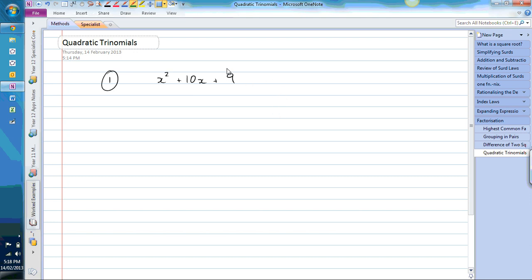First of all, we look at the last term. The last term, also called the constant, is, in this case, positive 9. So I'm going to write positive 9 over here. The next thing I want to look at is the coefficient of the x. Now remember, coefficient is the number in front of the term. So the number in front of the x is a positive 10. And what I'm looking for is two numbers that multiply to give that constant and that add to give this coefficient of x.